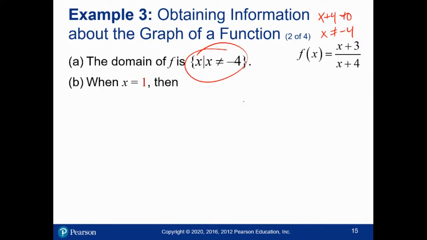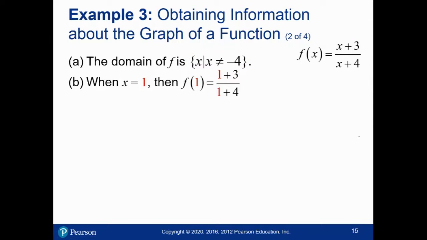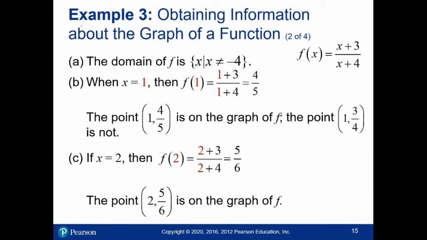The next question was, what happens when x is 1? So I plug in f of 1. If I plug in x is 1, I end up with f of 1 equals 4 over 5. So the point on the graph is 1, 4 over 5. Is the point 1, 3 over 4 on the graph? No, it isn't, because when I plugged in x equals 1, I only got out a single value of y, and it wasn't 3/4. When you plug in 1, you don't get out 3/4. What if x equals 2? F of 2 is 5/6, so that point 2, 5/6 is on the graph.